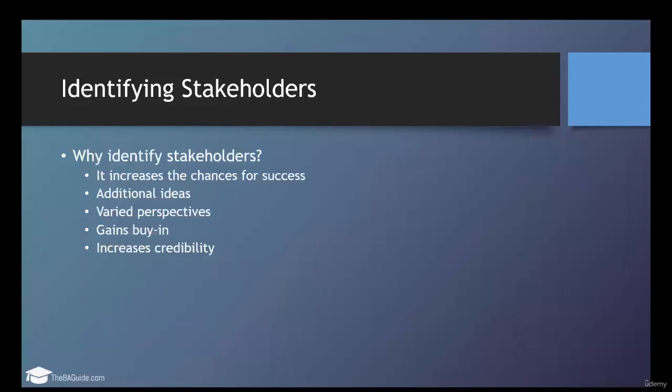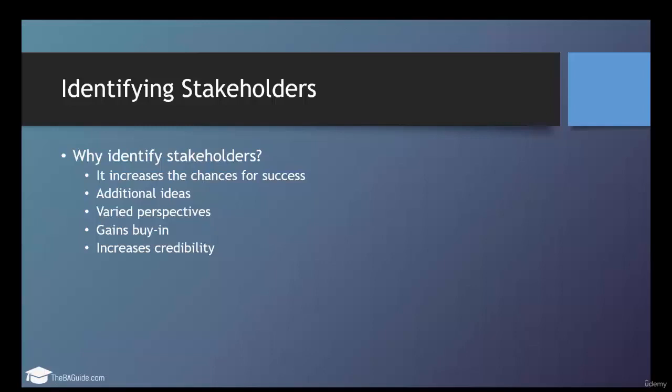Why do you identify stakeholders? Again, we went at a really high level and we said, hey, it increases the chances of success on a project. But that's really vague. Let's dig a little bit more into it. So the more stakeholders you have, obviously the more ideas you have, more minds are going to create more ideas and more conversation and input. With more input and conversation, you get some additional ideas of ways you can handle certain problems or ways you can avoid potential problems or risks throughout that project.